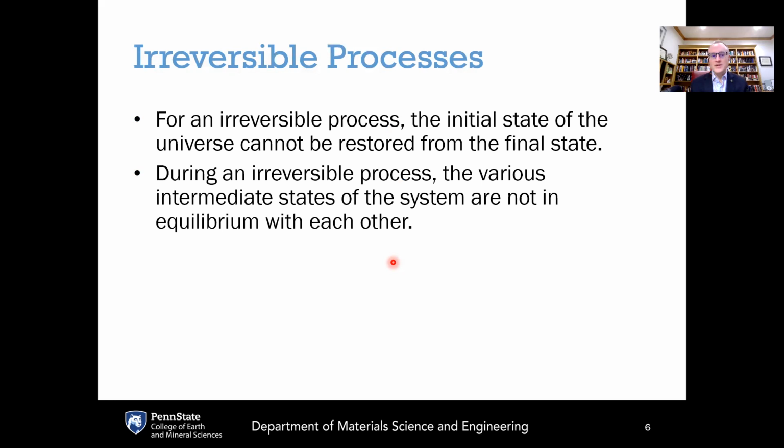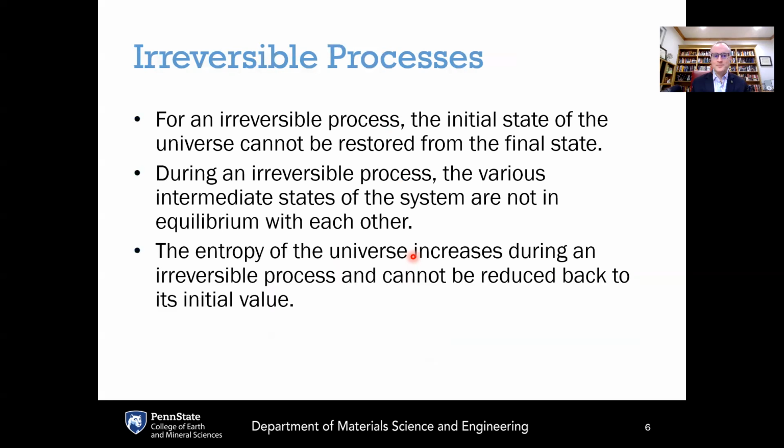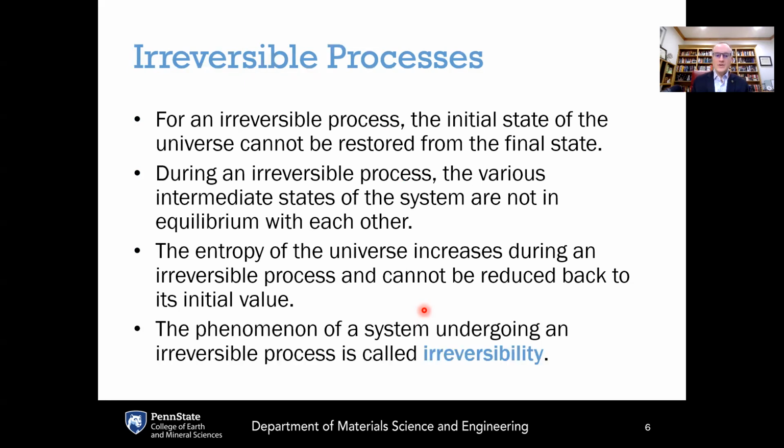During an irreversible process, the various intermediate states of the system are not in equilibrium with each other. The entropy of the universe increases during an irreversible process and cannot be reduced back to its initial value. One of the key themes of irreversible processes is that an irreversible process is an agent of the second law. An irreversible process leads to an increase in the entropy of the universe, and there's no going back. Also, the phenomenon of a system undergoing an irreversible process is called irreversibility.